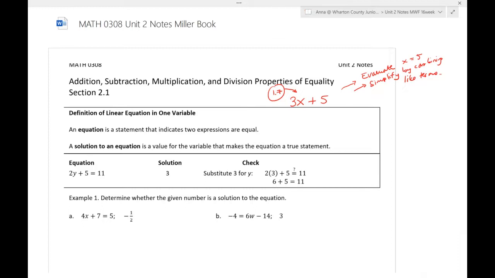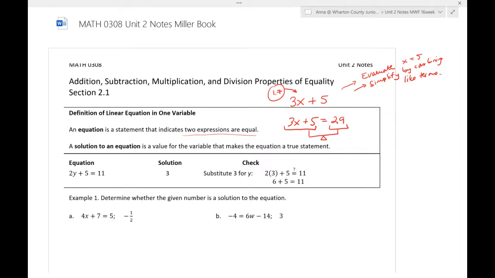Now with equations, it's a little bit different. So first off, an equation is a statement that indicates two expressions are equal. Essentially, it'd be like saying 3x plus 5 equals 29. What it's saying is the quantity of 3x plus 5 is equivalent to the quantity of 29, almost like a balanced scale. They have the same weight, the same value.